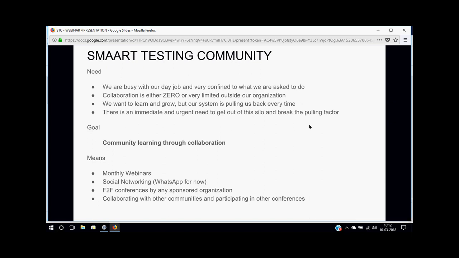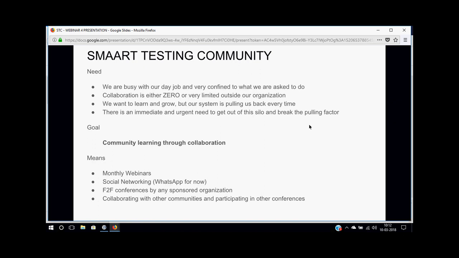So with that need, I thought that there is always a necessity to bridge this gap by bringing people together. So the goal is actually community learning through collaboration. We want to collaborate with each other so that we learn together as a community and we grow. So that's the whole idea of the smart testing community. This community is all about knowledge sharing, collaborating, and growing together. That's what it is.